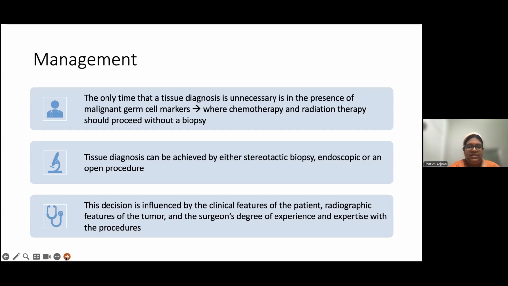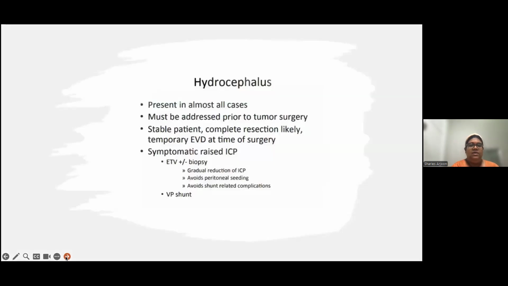This decision is influenced by clinical features of the patient, radiographic features of the tumor, the surgeon's degree of experience and expertise with these procedures. So in addressing hydrocephalus, this is one of the most common things, as I would have mentioned before, and it's present in almost all the cases. It must be addressed prior to tumor surgery.